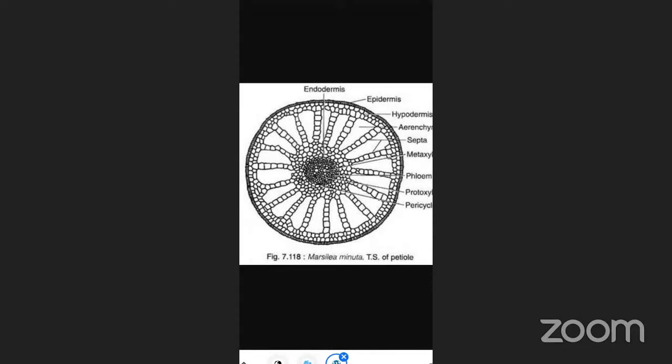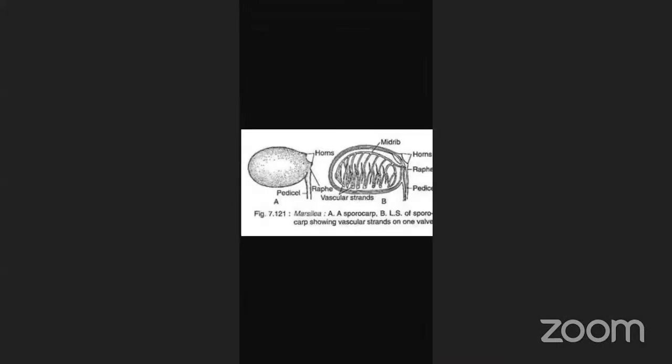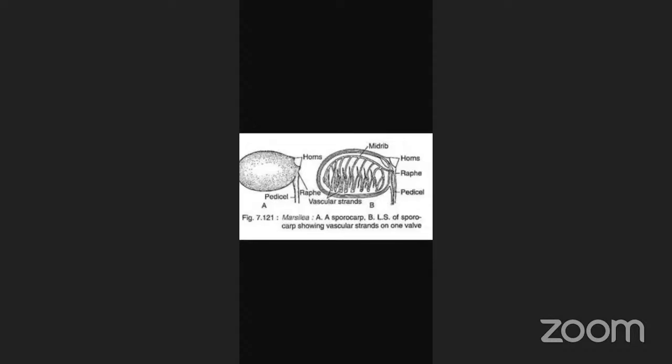Practical. And the next one is the reproduction. Reproduction means here the Marsilia is reproduced by the sporocarp. In Marsilia, there are vegetative and asexual reproductions. Vegetative reproduction takes place when the tubers and the rhizome break down into small pieces. But in the asexual reproduction, there is a special type of sporocarp.